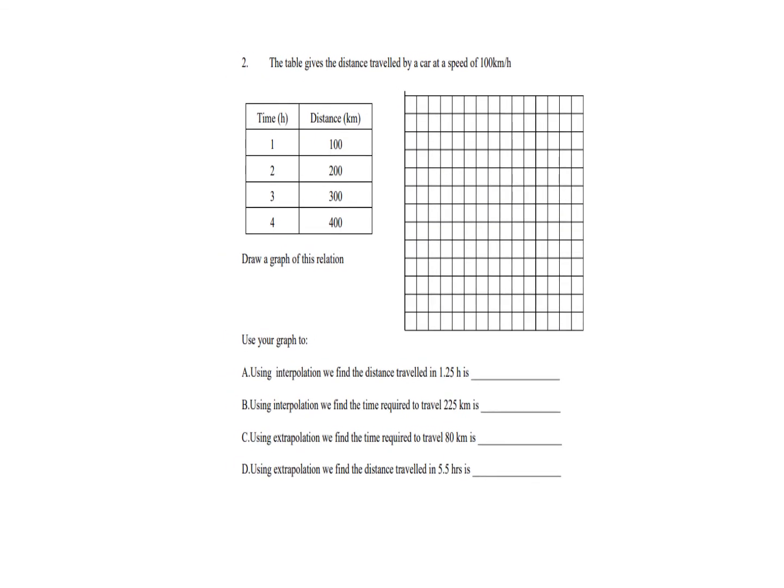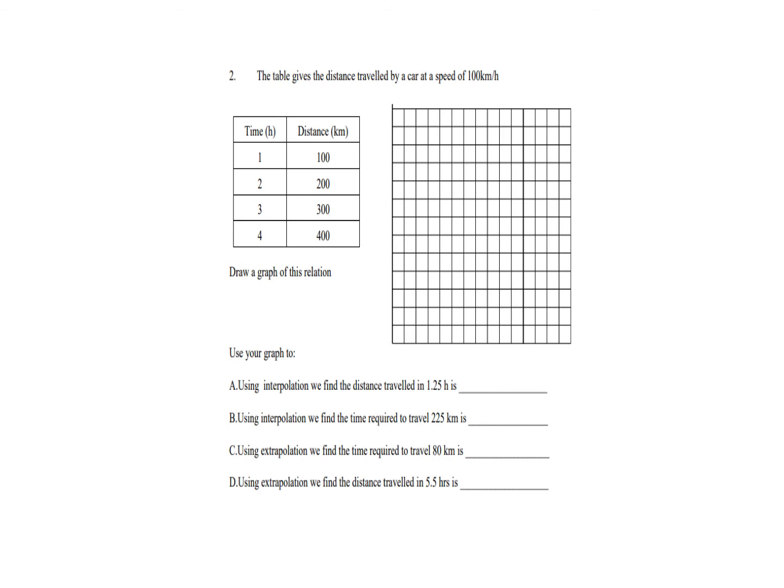Okay, here we have a table that is indicating distance traveled by a car that is traveling at a speed of 100 kilometers per hour. So it wants me to plot the points on the graph and then use that information to answer these questions. So first thing I want to do is label my axes. So let's do this in black.